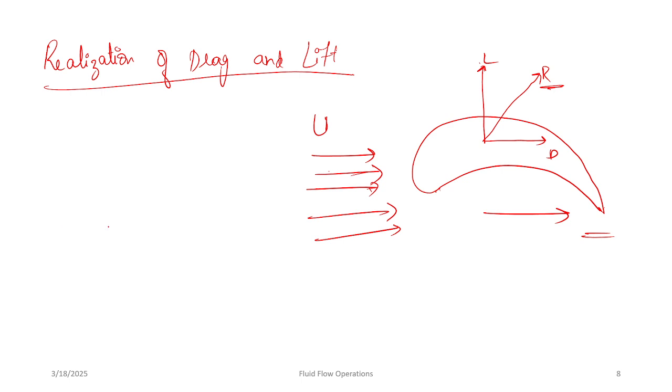Okay, so in general, the force R acting on a body can be resolved into two components, that is L and D. Okay, so D is the drag force which is in the direction of flow, and L is the normal force or lift force which is perpendicular to the flow. Okay, R is the resultant force which is experienced by the body.